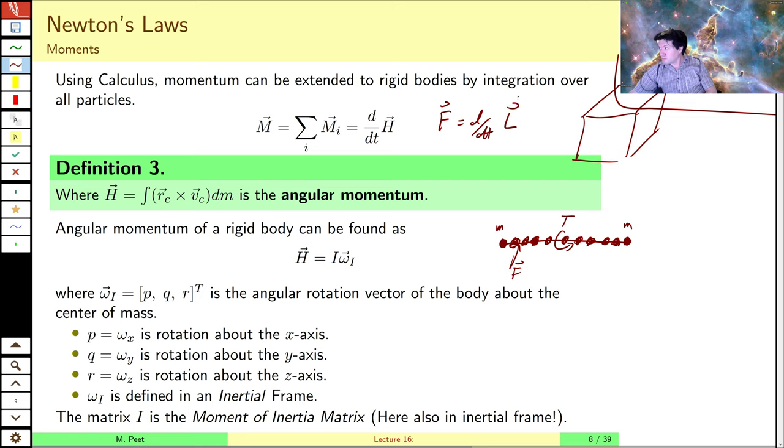We want to extend that to the entire collection of particles. And so we define this concept called angular momentum, which applies to rigid bodies. It's essentially the integral of the momentum over all of the particles. So this is the momentum of a particle, and then we integrate over all the particles, weighted by how much mass they have. So this is the integral over all particles.